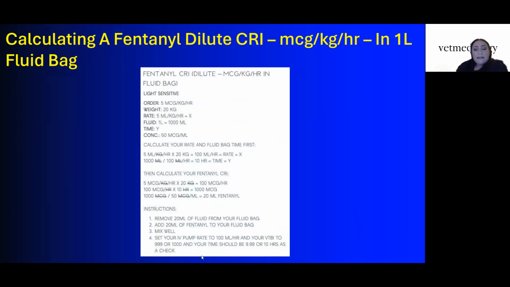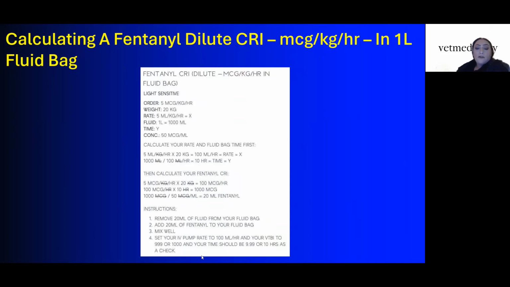Again, we say that it's light sensitive at the beginning. Order is 5 mics per kg per hour. Weight is 20 kgs. The rate is going to be 5 mils per kg per hour, and we don't know what that quite is yet. Our fluid is 1 liter, which is 1,000 mils. Time is unknown at this point in time, and concentration is 50 mics per mil.